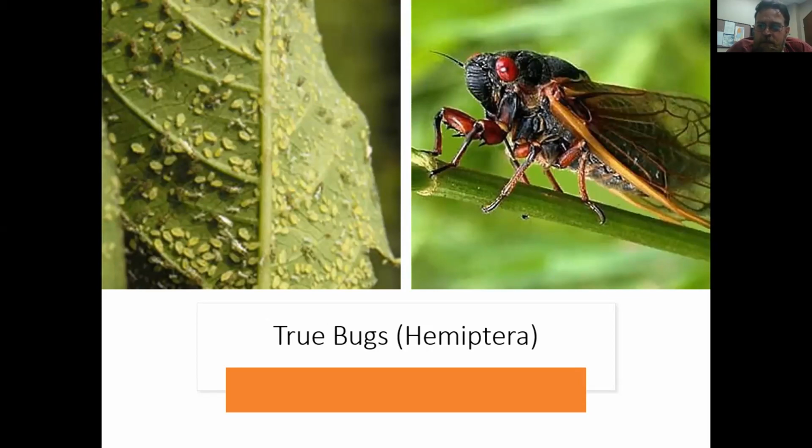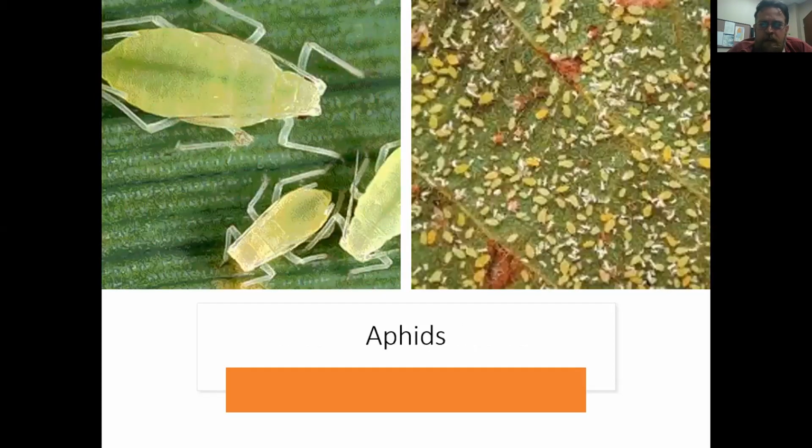That's the Hemiptera. You can see, of course, the cicada there, as well as some aphids. I'll take just a few minutes to talk about a few of these. Aphids, of course, we're familiar with as plant pests. Easy to identify because you see those two little projections coming off their hind end.